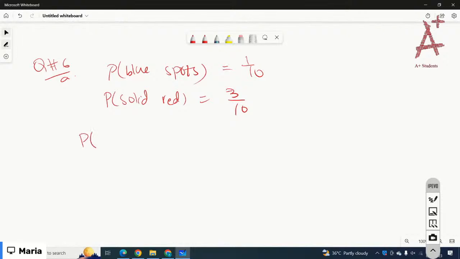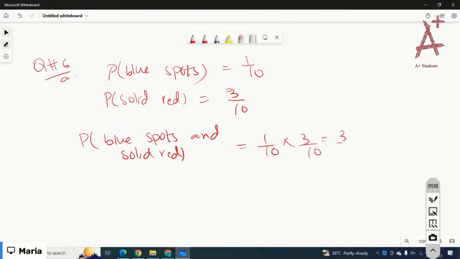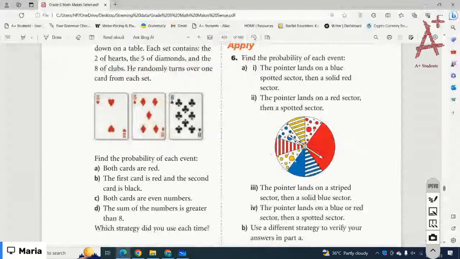So then for the probability of blue spots and solid red, you have to multiply both probabilities, right? It would be 1 over 10 times 3 over 10. That would be 3 over 100, right? That is what you have to do. Okay. Now, the second one is the pointer lands on a red sector, then a spotted sector, right?